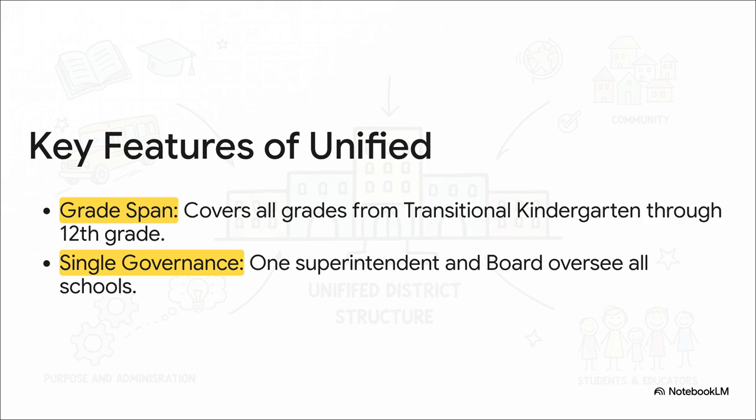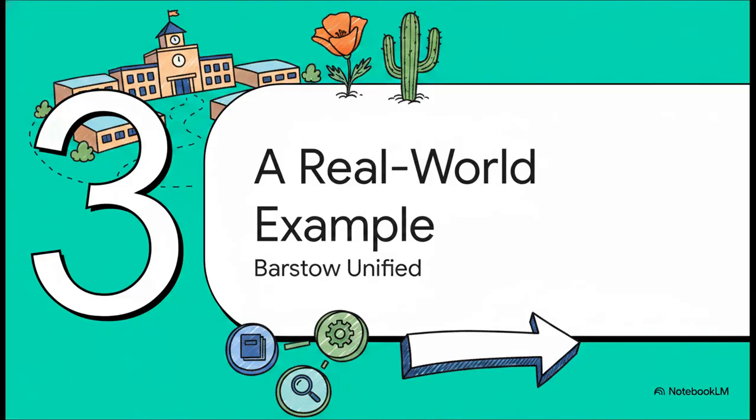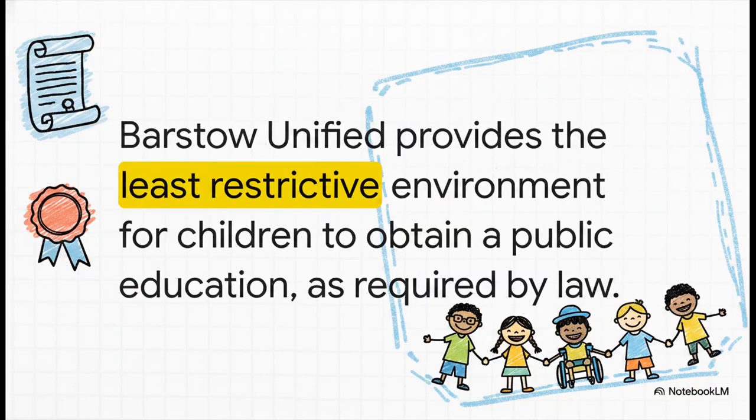So why is that such a big deal? It means the curriculum actually lines up from grade to grade, policies are consistent, and they can share resources way more effectively across the whole system. Okay, so all this theory is great, but what does it look like in the real world? To really get a feel for this, we're going to look at a specific case study, the Barstow Unified School District.